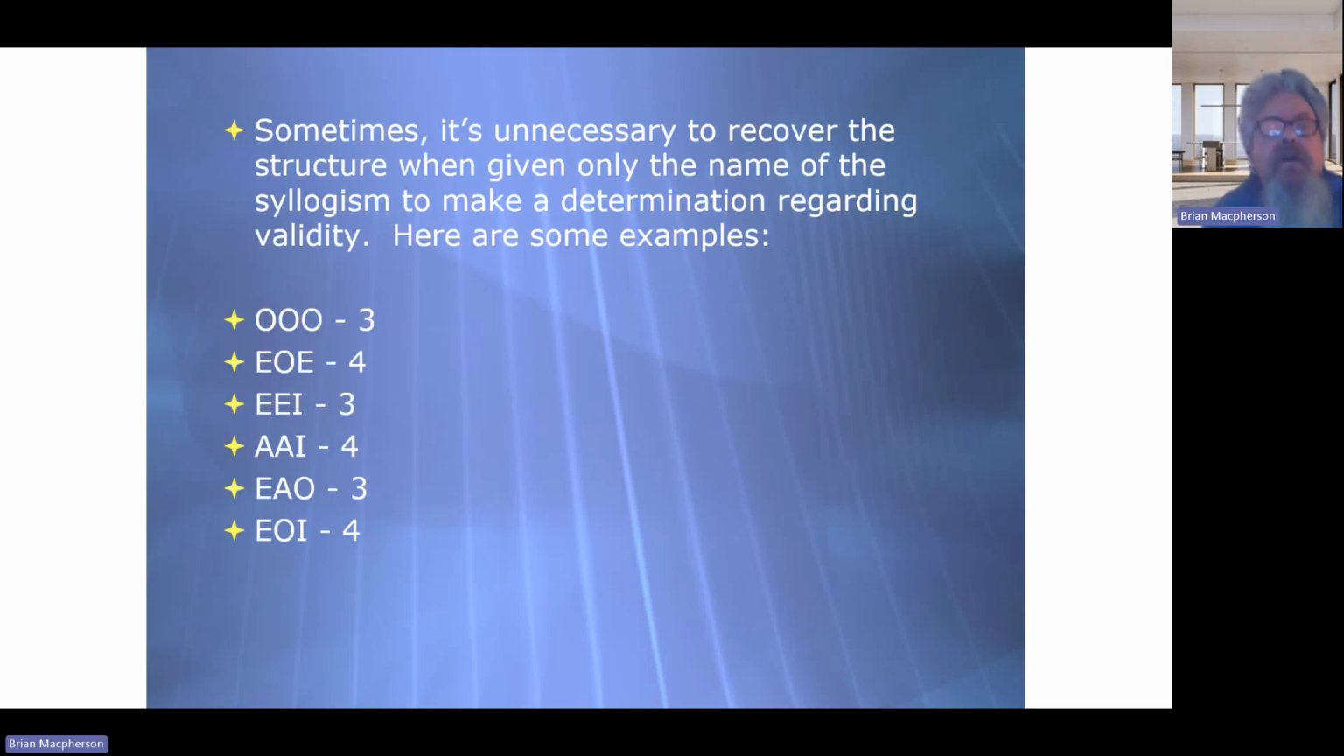Sometimes you don't even have to recover the structure of a syllogism. If I just give you this information here, you can tell without recovering the structure. Let me convince you of this. O-3. I know right away it's invalid. Why? Because it has two negative premises. Remember the rule? No valid syllogism has two negative premises. Look at the one below it, EOE-4. It's invalid for the same reason. I have two negative premises.